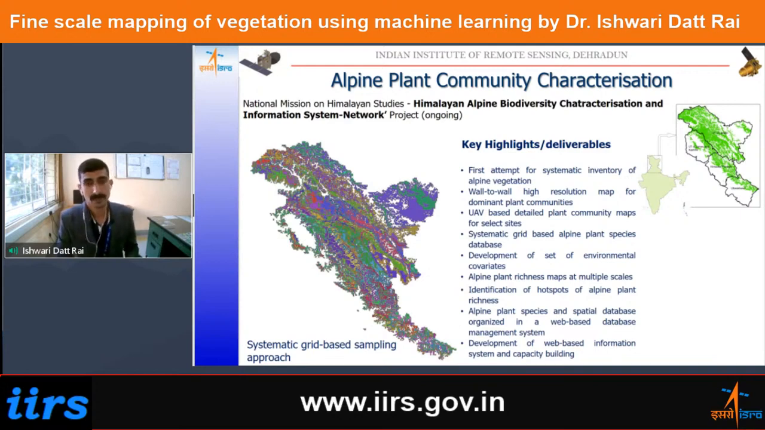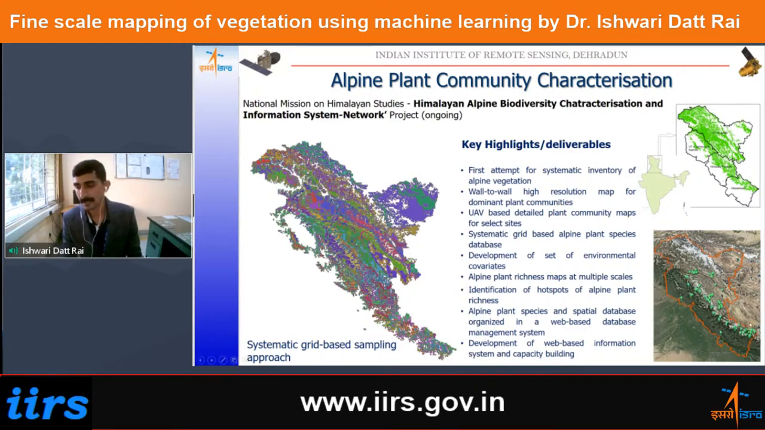Because if we see the earlier attempts of classification, large-scale maps were basically at a very coarser level. So to generate the fine scale maps or the community level maps of the alpine vegetation, these machine learning algorithms are highly useful. And this study targets the high resolution characterization of the alpine plant biodiversity. And these are the sample units. You can see the distribution of the sample point locations in the entire landscape.